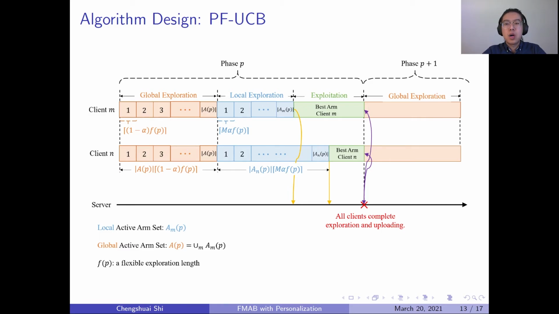Thus, after one client finishes exploration, they will first upload their collected local statistics to the server, and then they will enter the waiting phase, or the exploitation phase, to wait for the other clients to finish their exploration part. In this exploitation phase, they will keep pulling their empirically best arm to avoid high loss. After all clients complete exploration and uploading, the server will aggregate local information into the global information and send this information back to the local clients for them to make future decisions. The phase P then ends here and a new phase begins.